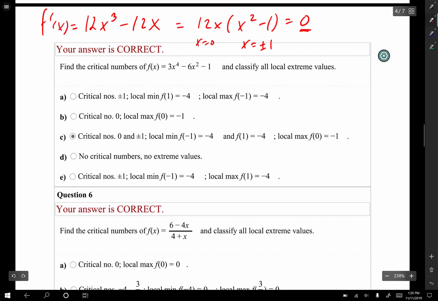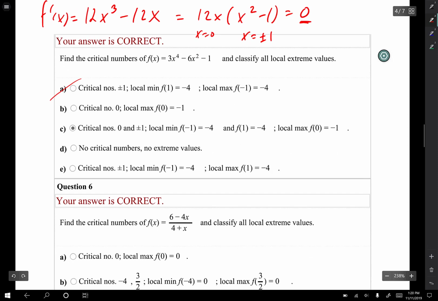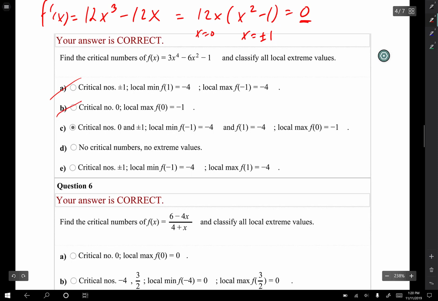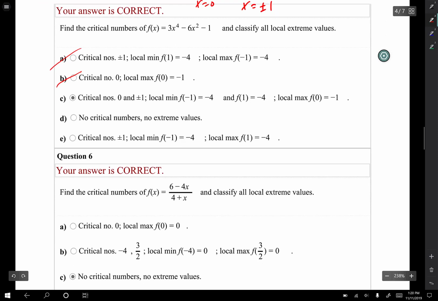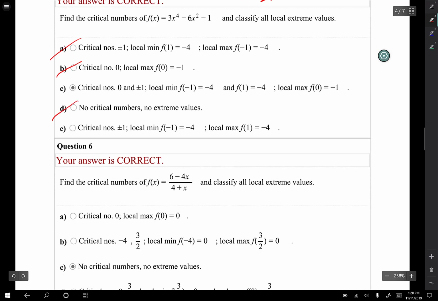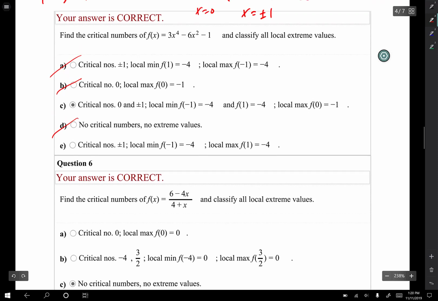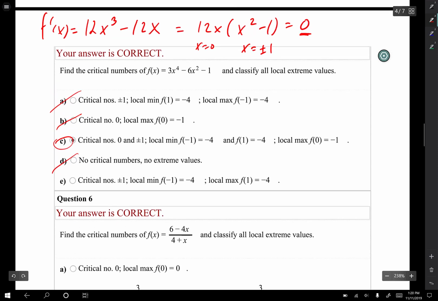Let's see. Critical number is 1, but it doesn't mention 0, so out. Critical number is 0, but it doesn't mention plus or minus 1, out. Obviously, I chose this one, so it's the correct one, but let's keep going. No critical numbers? No, there are critical numbers, and critical numbers plus or minus 1. So just by that logic, it's answer C, guys, but we want to do this the right way.